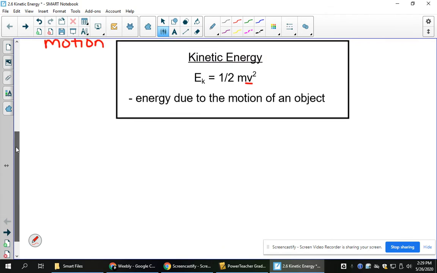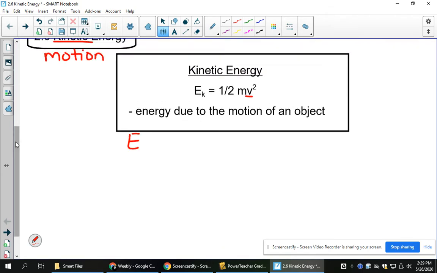So the kinetic energy formula has three things in it. Kinetic energy, of course. This is measured in joules. It has a 1/2, so you can use 0.5. It has M, which is mass measured in kilograms, and it has V, which is speed, which we know is measured in meters per second.